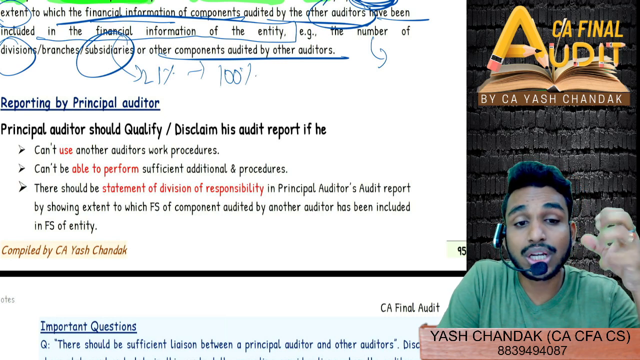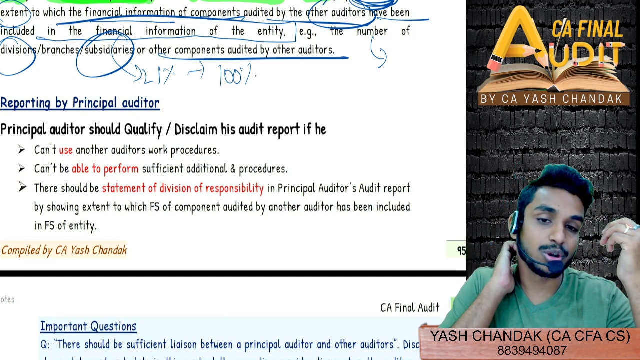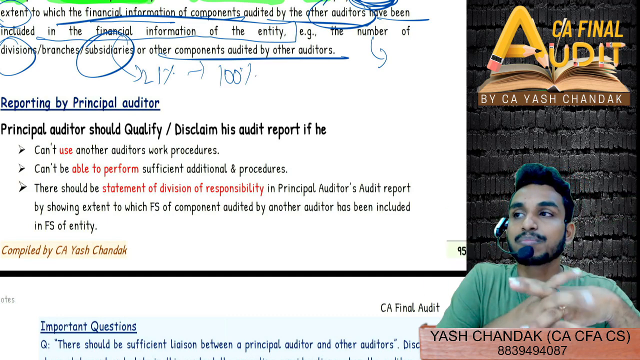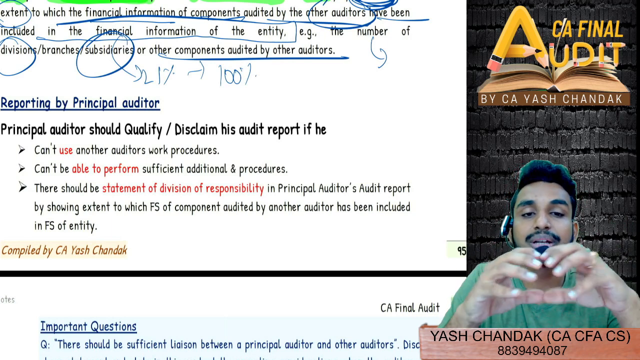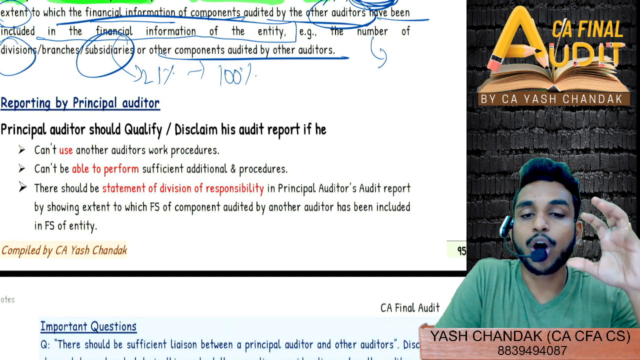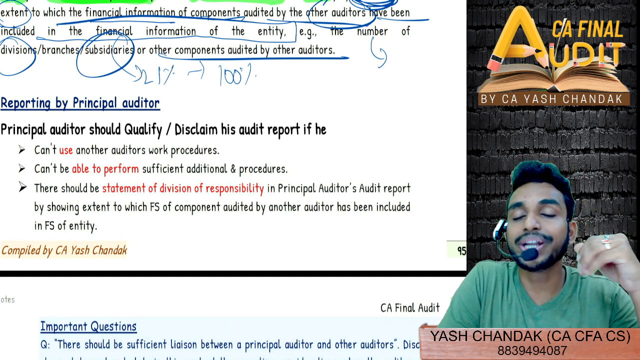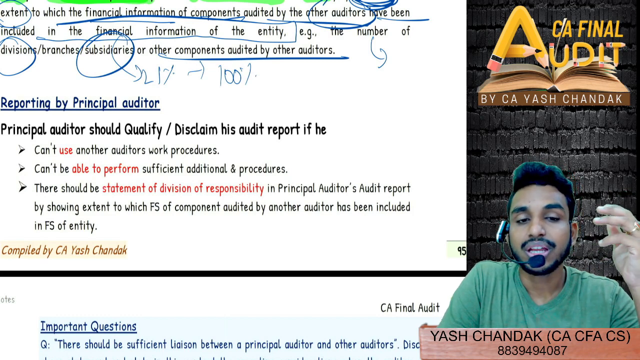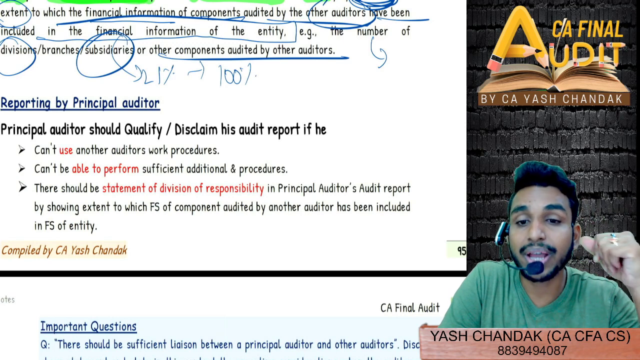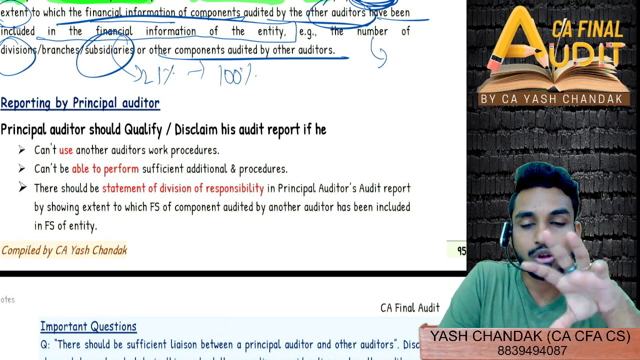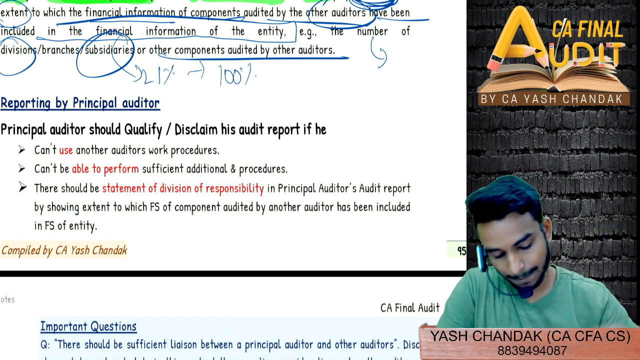evidence about the components. And thirdly, statement of division of responsibility in principal auditor's audit report में तुमको डिवीजन बता देना है कि कितना फाइनेंशियल स्टेटमेंट का कितना कंपोनेंट तुमने ऑडिट किया है, एंड हाउ मच ऑफ द फाइनेंशियल स्टेटमेंट, फाइनेंशियल इंफॉर्मेशन का कितना पोर्शन इज ऑडिटेड बाय अदर ऑडिटर्स, is also included in our financial statement also, but however is audited by other auditors, component auditors. So all this will be mentioned in your audit report, audit opinion para.